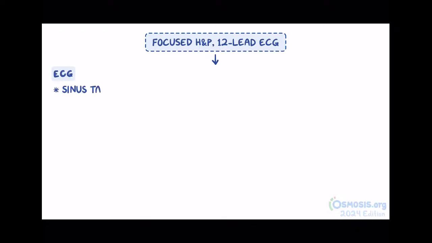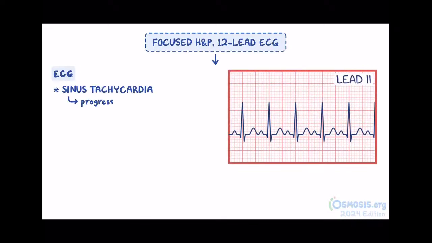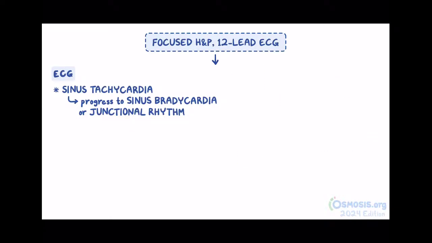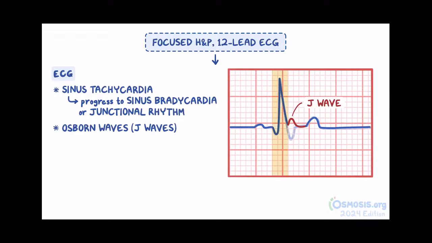The ECG may reveal sinus tachycardia initially, or progress to sinus bradycardia or a junctional rhythm. Keep in mind that junctional rhythm can be distinguished from a sinus bradycardia by the absence of P waves. Additionally, you might notice Osborn waves, also known as J waves, which refer to positive deflections at the junction between the QRS complex and ST segment.